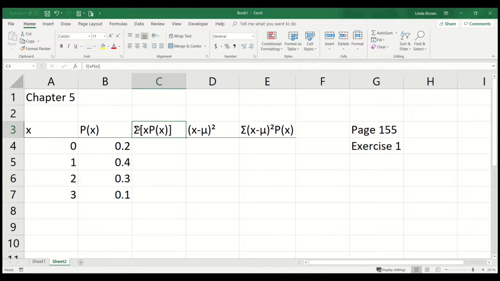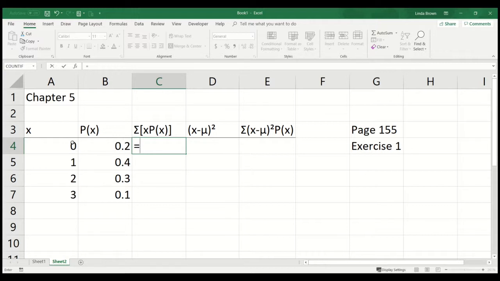So you can see here I have the summation of X times the probability of X. So that just means that we're going to take X, multiply it by the probability of X, and then once we do that all down, we're going to total these and add them up at the bottom, and that is going to give us our mean. So first we can certainly do this by calculator. Excel makes it kind of easy for us, so we can just do it this way if we like.